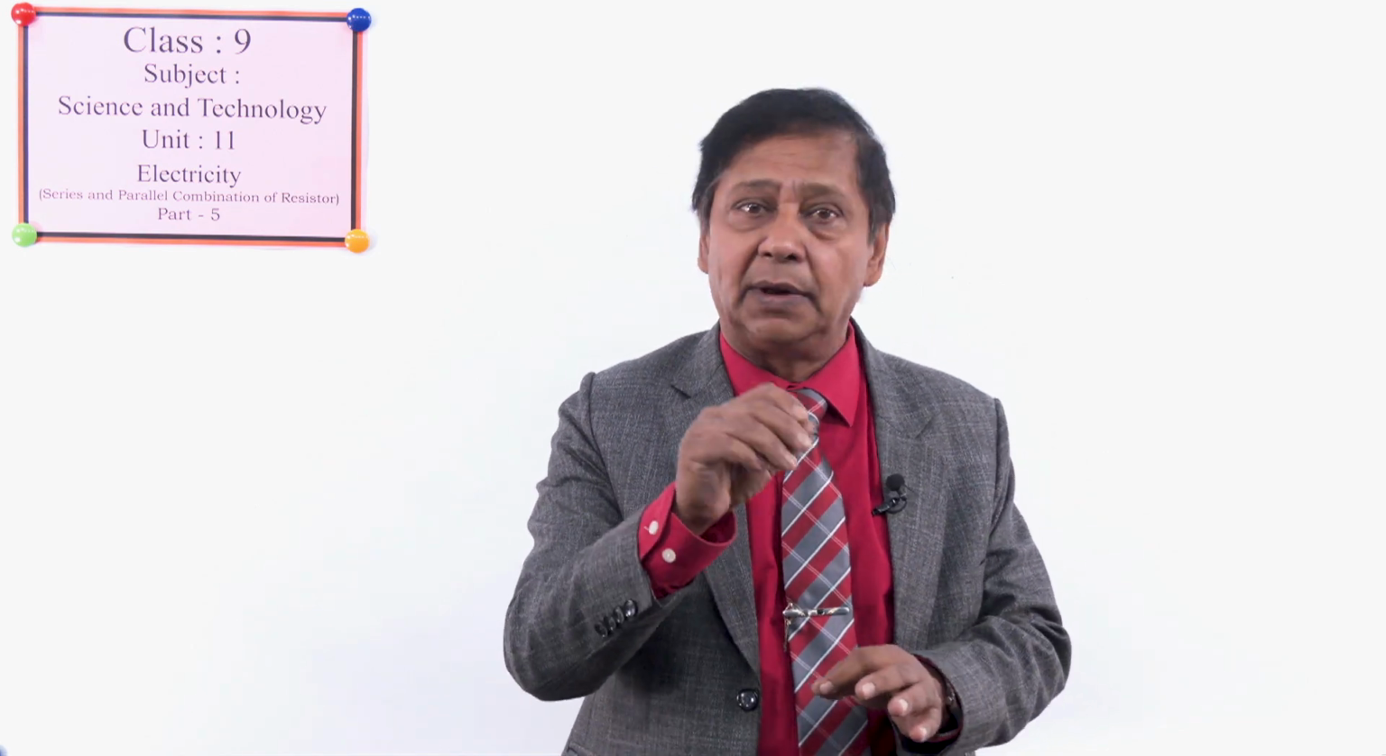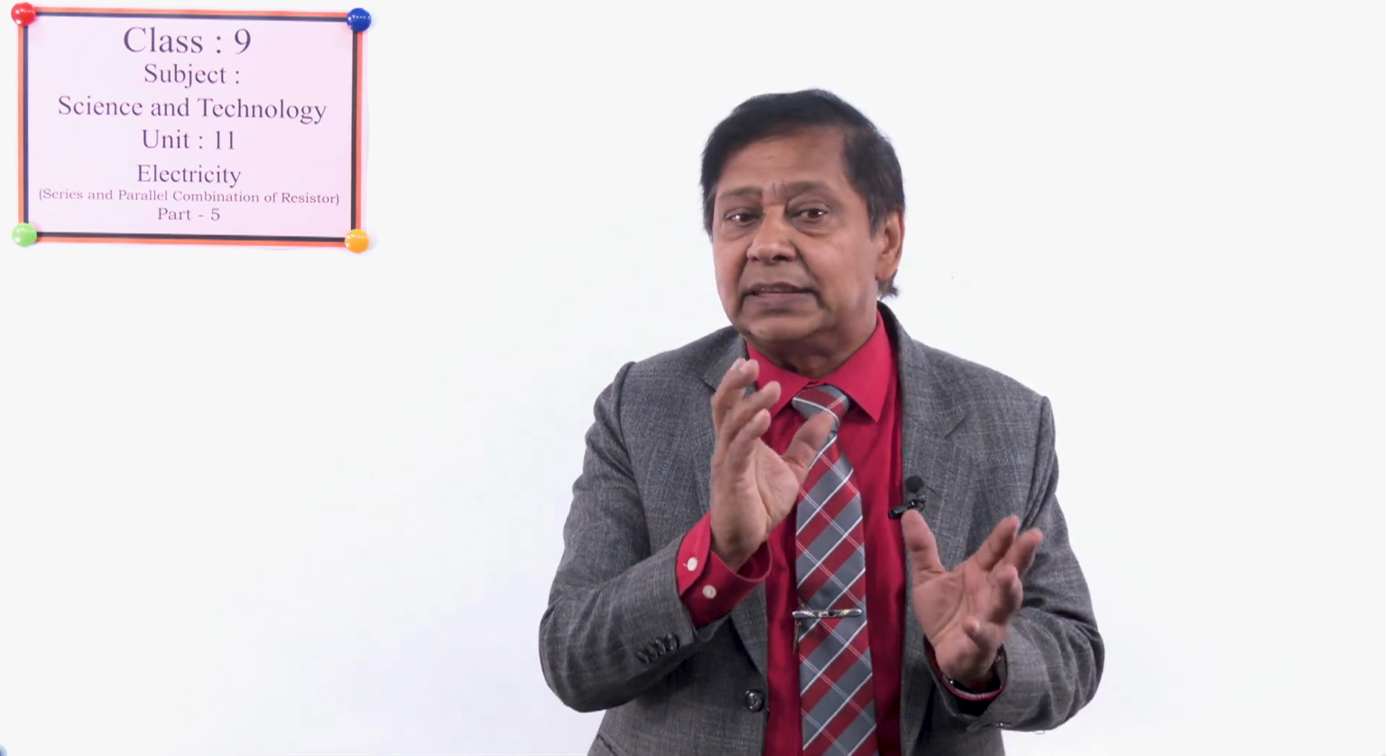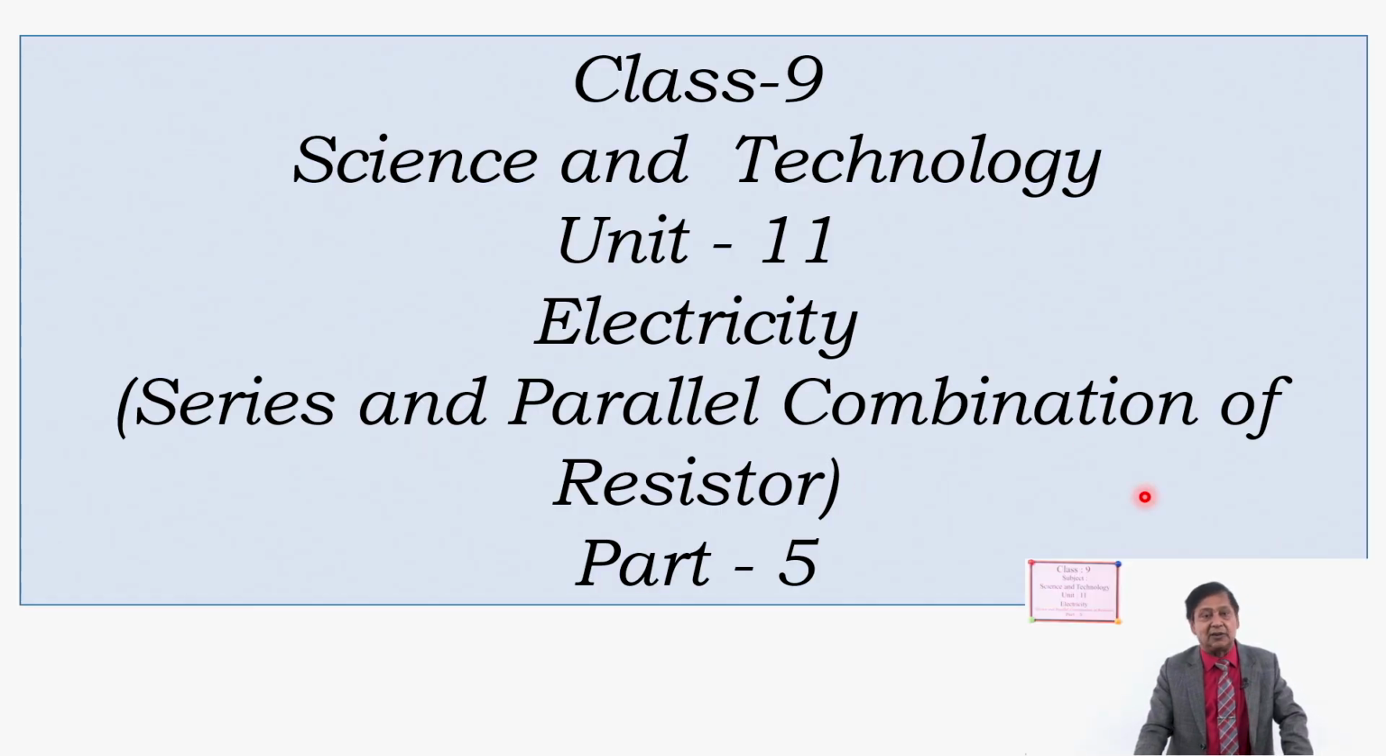Welcome to this class. Today I am continuing the chapter Electricity of the subject Science and Technology of class 9. This is unit number 11 and we are today doing part 5. The electricity chapter is divided into 6 different parts, and in this part we are going to focus on series and parallel combination of resistor.